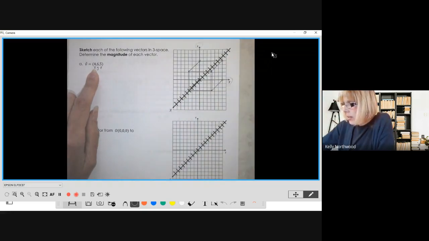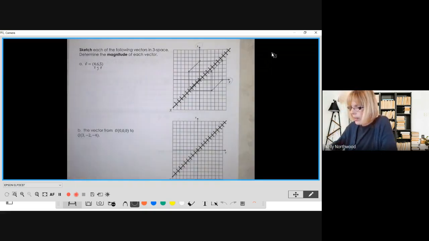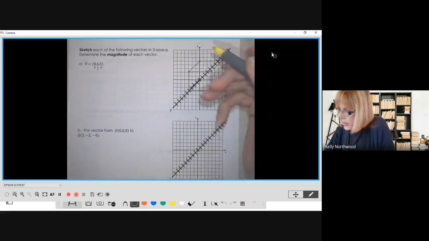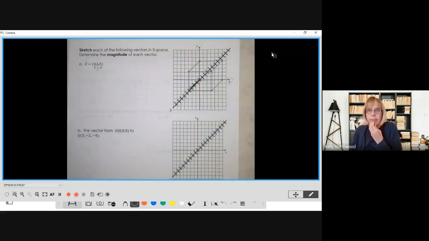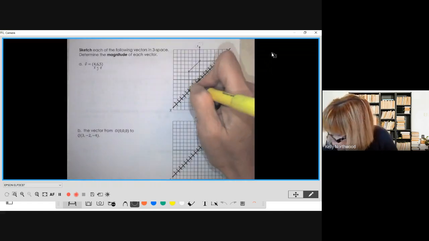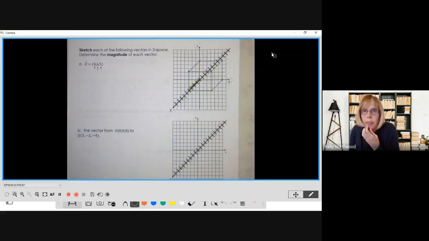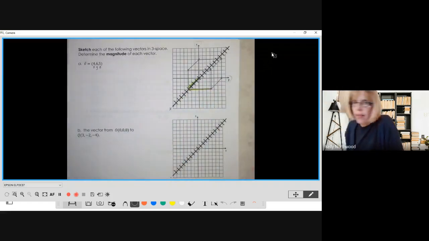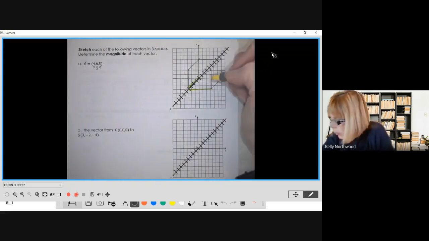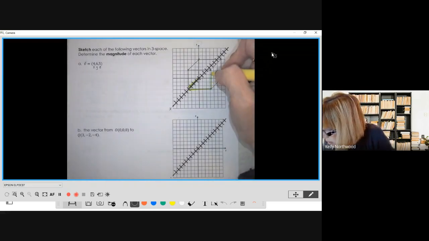Maybe it's better to use a highlighter. I don't know. Can you see that? No, that doesn't really show up. I'll use my highlighter here. So I'm going to go from 0, 0. I'm going to start off going 4 in the positive. You still can't see that very well. There you go, 4 in the positive x direction, followed by 6 in the positive y direction, followed by 5 in the positive z direction.